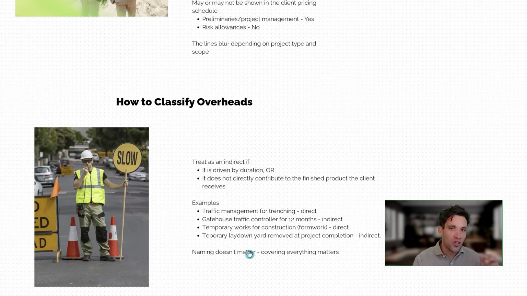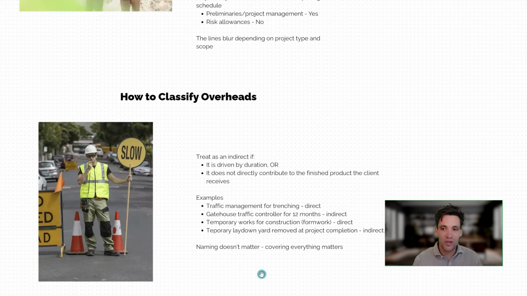If you're doing a concrete pour and you've got temporary works associated with the formwork for that, I would call those temporary works a direct cost because they specifically relate to the construction task. If you're building a temporary laydown area to store materials, it doesn't relate to a specific component of the finished product, I would call that an indirect cost. At the end of the day, it genuinely doesn't matter. The only thing that matters is that you cover everything.